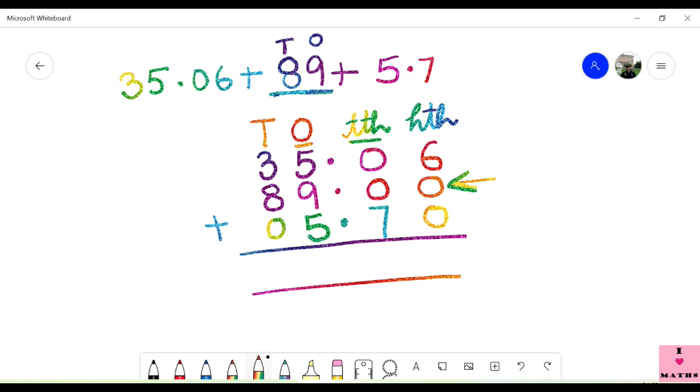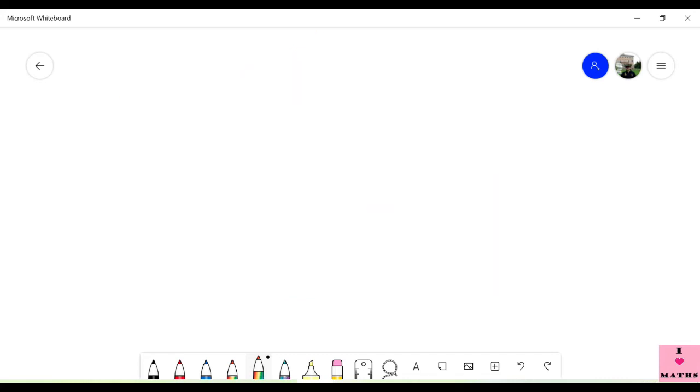Now children, it is simple addition. 6 plus 0 plus 0 will give 6. 0 plus 0 plus 7 will give 7. Point will come here. 5 and 5, 10 and 9, 19. 9, 1 carryover. 8 and 3, 11 and 1, 12. So the answer is 129.76. Let us take one more example.